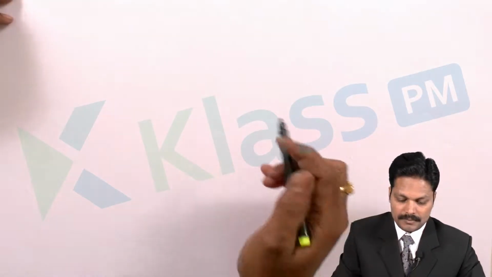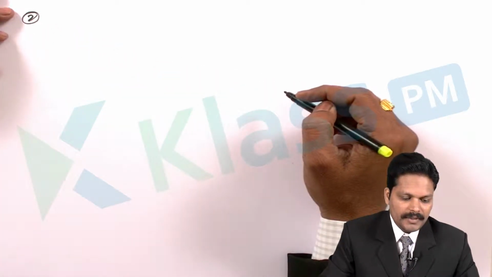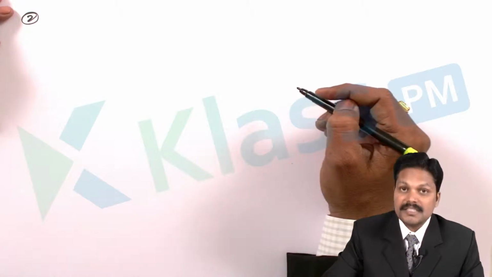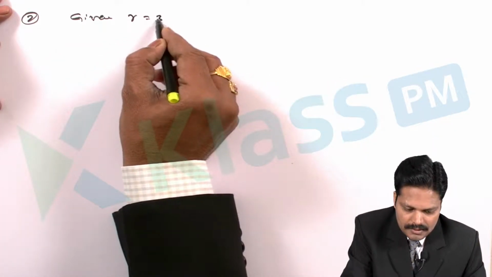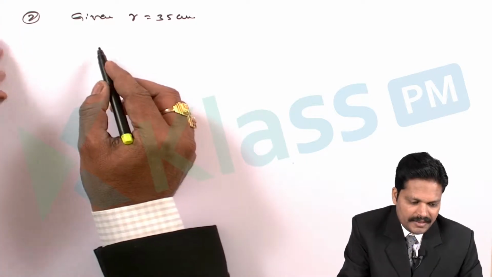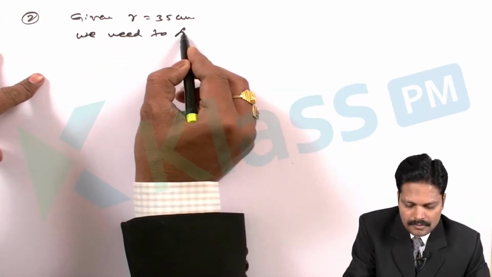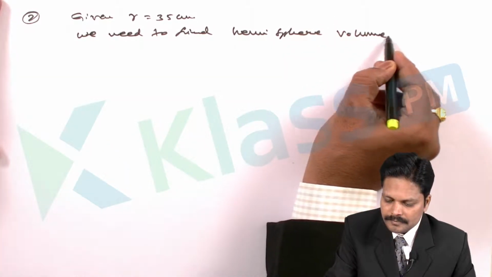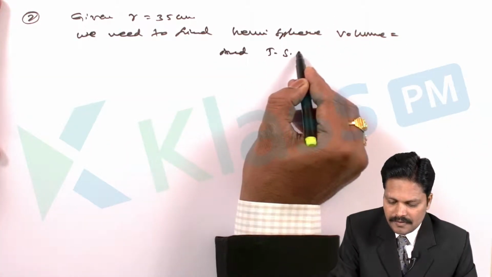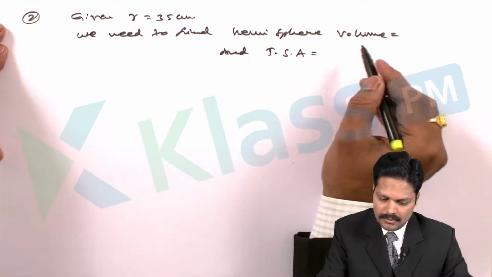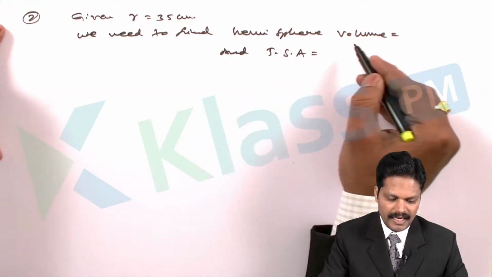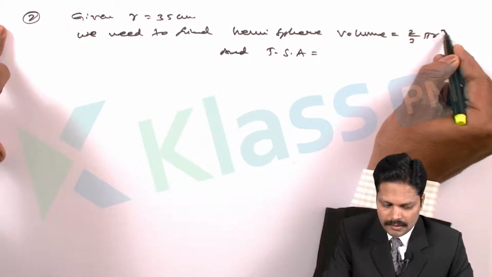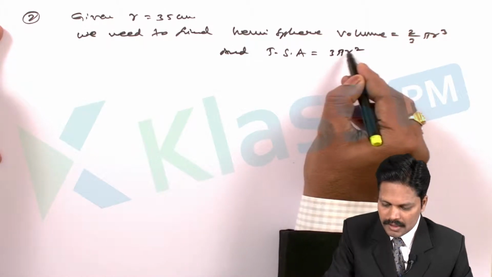This is the way we can identify the surface area and volume of the sphere. Then we have one more problem here: find the volume and total surface area of the hemisphere whose radius is 35 centimeters. The radius is 35 centimeters and we need to find the hemisphere's volume and total surface area. The volume of a hemisphere is 2/3 pi r cube, and the total surface area is 3 pi r square.